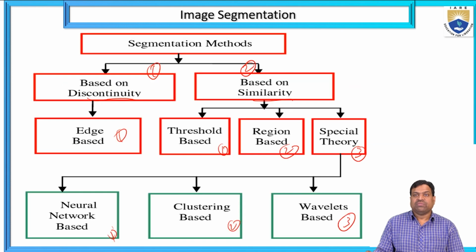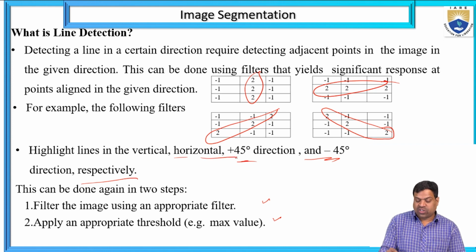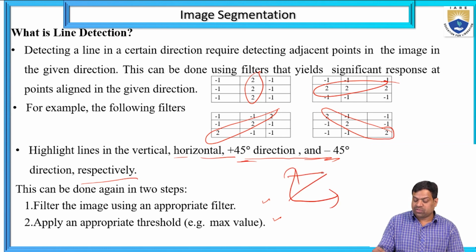Image segmentation is majorly of 2 types: based on discontinuity, which is edge based, and based on similarity, which is threshold based, region based, and spatial theory. It is a line detection. Line detection means we are finding the vertical, horizontal, plus 45 degrees, minus 45 degrees of the matrix. There are two steps: filter the image using an appropriate filter, and apply an appropriate threshold. That is a maximum value. If I am taking the threshold value, it means the maximum value.